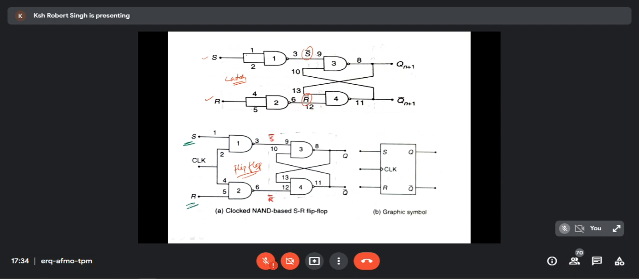See what they are doing: they are just joining one of the inputs together, the clock. So when clock is 1, in a NAND gate, when one of the inputs is 1, the output is what? A bar. You will come to know. In a NAND gate, just see the truth table of the NAND gate. If one of the inputs is 1, then the output is the opposite of the other.